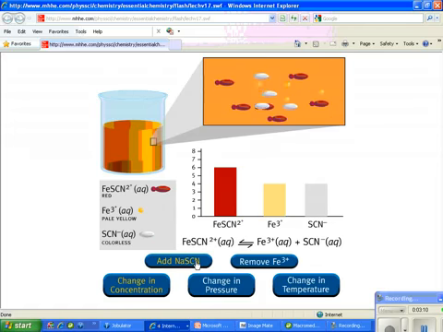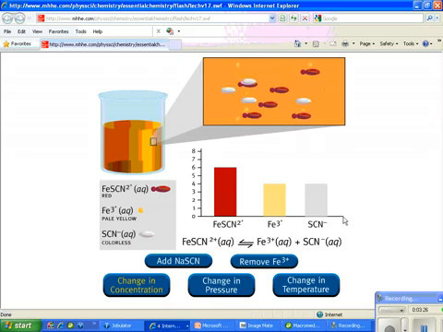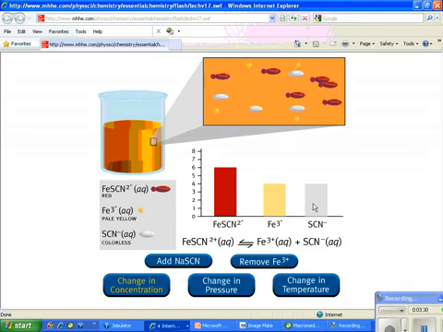We're adding the SCN ion. So we're adding this guy. Le Chatelier's reaction, he wants to take it away. And if he takes it away, the only way he can take it away is by putting two things together and making this stuff. So to do that, it's going to require using up some of this line and some of this line, and it's going to make this line bigger.